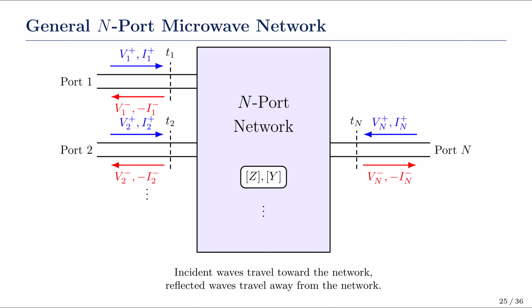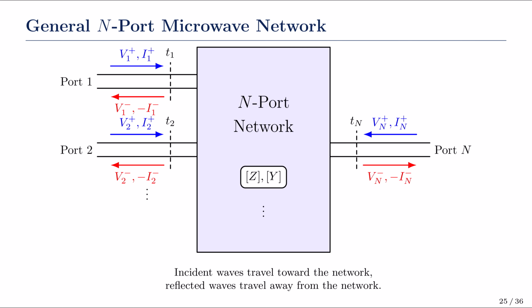At every port, two traveling waves coexist. The incident wave propagates toward the network, while the reflected wave propagates away from it. These waves will later become the foundation of scattering parameters. For the moment, however, we shall continue using equivalent voltages and currents, allowing us to extend the familiar impedance and admittance formulations to any number of ports.